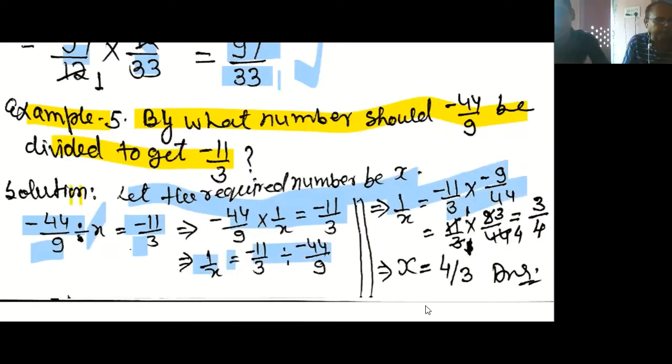The numerators are both negative, so the product of two negative integers is always positive. So 11 upon 3 multiply by 9 upon 44. Here 11 fours are 44 and 3 threes are 9. We get 3 upon 4. Therefore, x equal to 4 upon 3. Hence, minus 44 upon 9 must be divided by 4 upon 3 to get minus 11 upon 3. The answer is 4 upon 3.